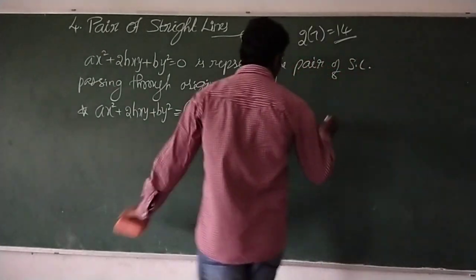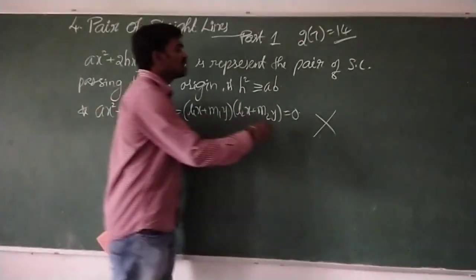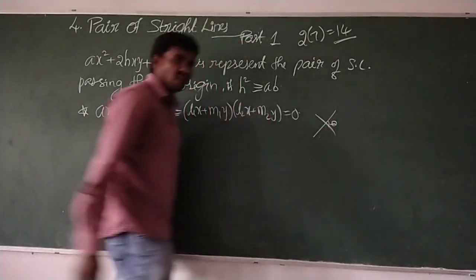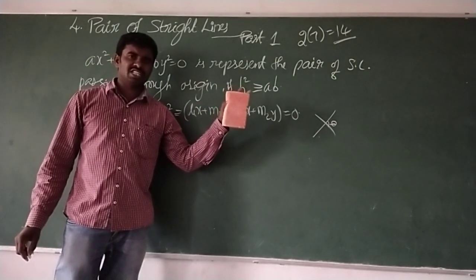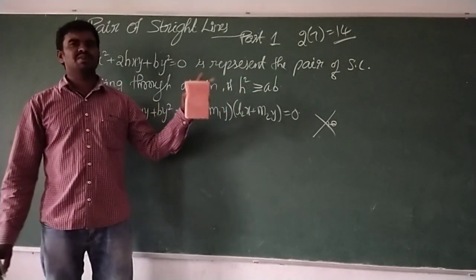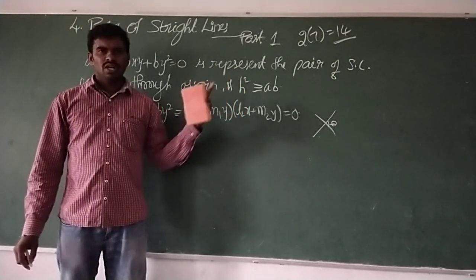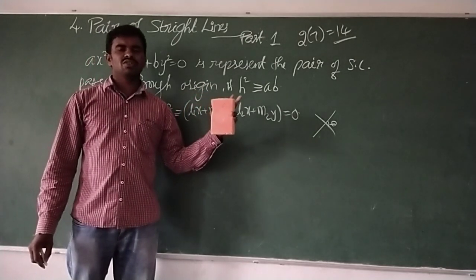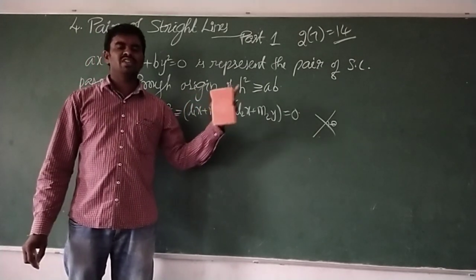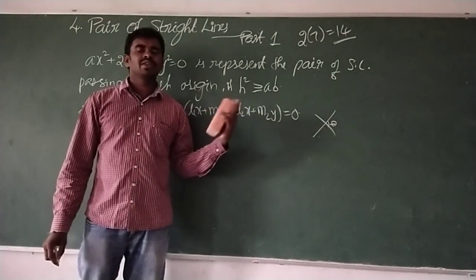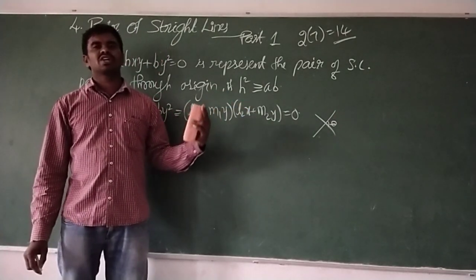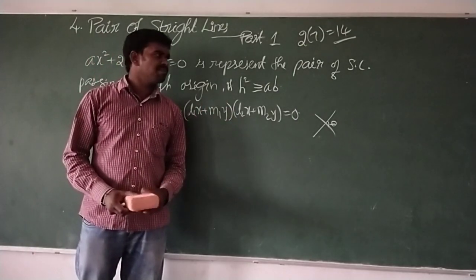So, if two straight lines are there in this, then what is the angle? How can we find? See, in straight lines we discussed, suppose a1x plus b1y plus c1 is equal to 0, a2x plus b2y plus c2 is equal to 0, then angle between them is cos theta equal to a1a2 plus b1b2 by, yes, root of a1 square plus b1 square into a2 square plus b2 square. Okay, that's the important formula.